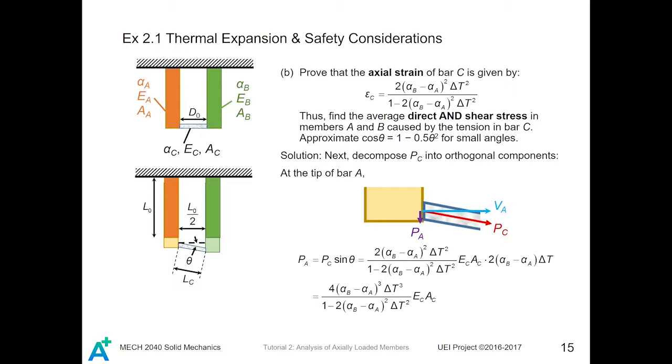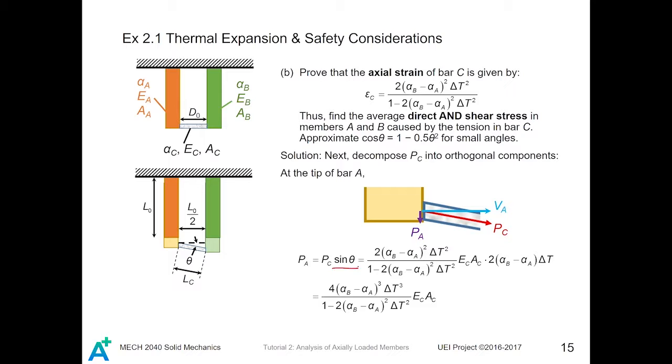Consider the tip of the bar A. We know for bar C there is a tension like this, right? For this tension, we decompose it into orthogonal components. The component which is normal to the cross-section is the direct force. The component which is parallel to the cross-section is the shear force. Then we can find what the direct force and the shear force are.